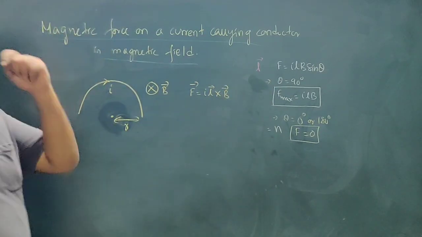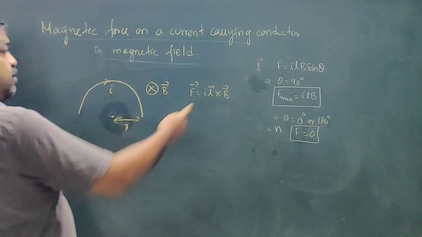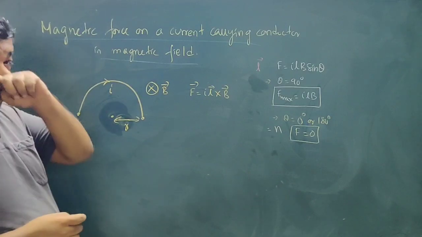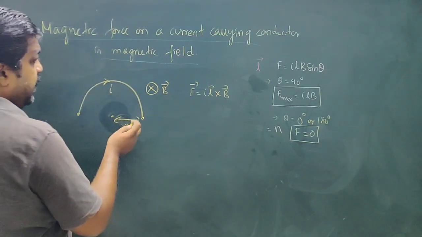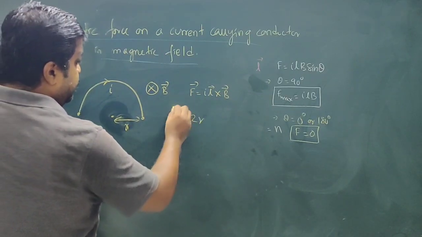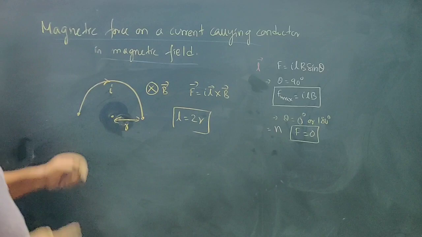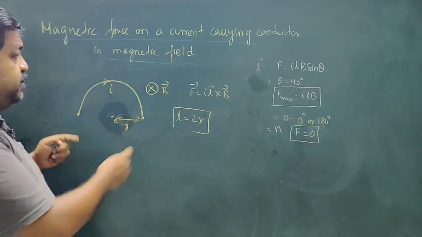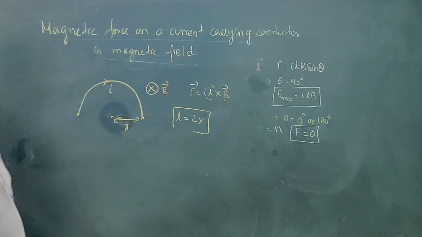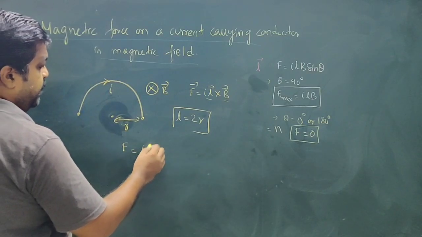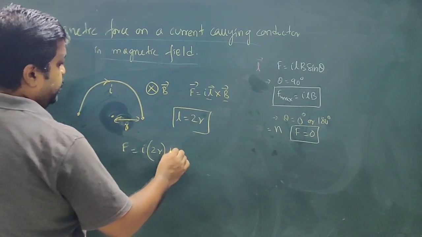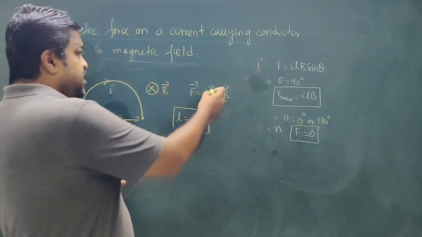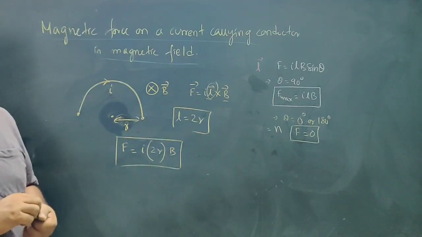So this L is a vector quantity. L is a vector quantity means when you are measuring length from this point to this point, that means you have to measure the shortest path. So here the length L will be equal to twice R. The magnetic field is directed perpendicular to the plane of the board, and current is flowing in the plane of the board, so these two quantities are mutually perpendicular. So the expression for force will be I times twice R into B. That is the significance of this quantity L. Another significance of L.